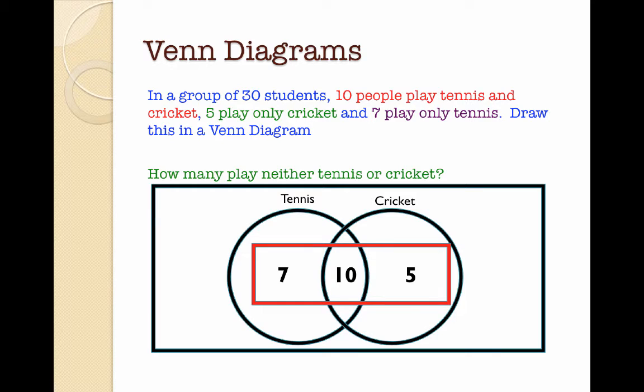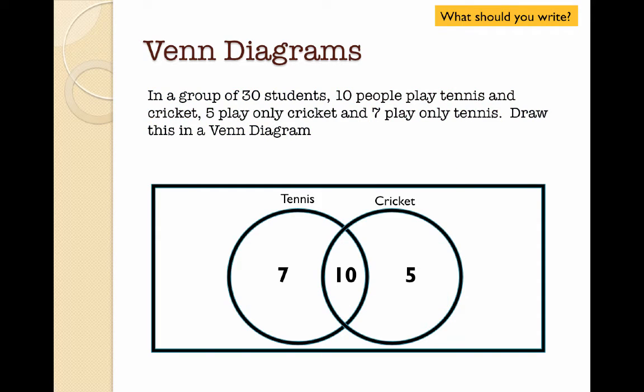Now, there are 22 people inside these circles, and in the question it says a group of 30 students. So if 22 are inside the circles, this means that 8 have to be outside the circle, inside the rectangle. So 8 play neither. What should you write? Well, a heading of Venn diagrams and this question, as well as the Venn diagram that we drew together. And that's it.